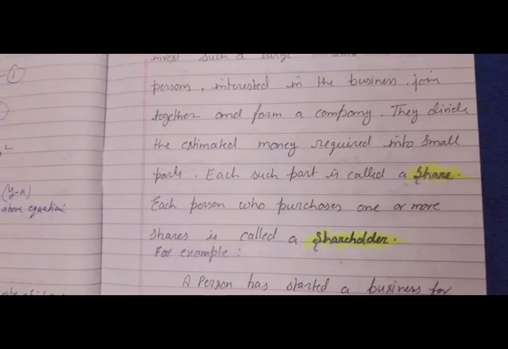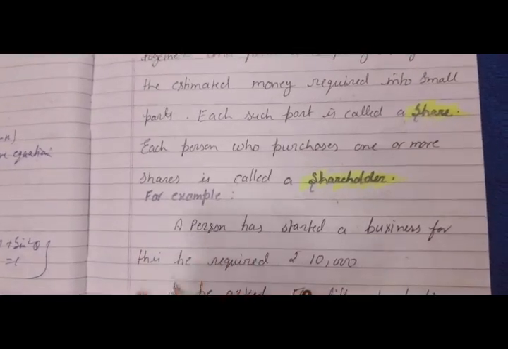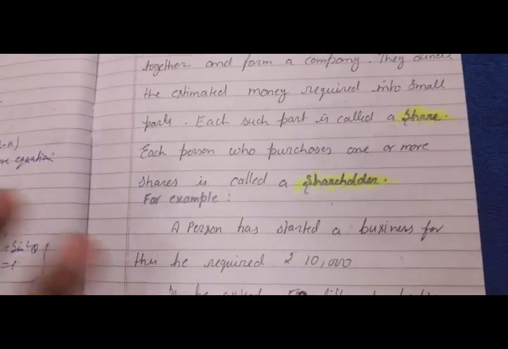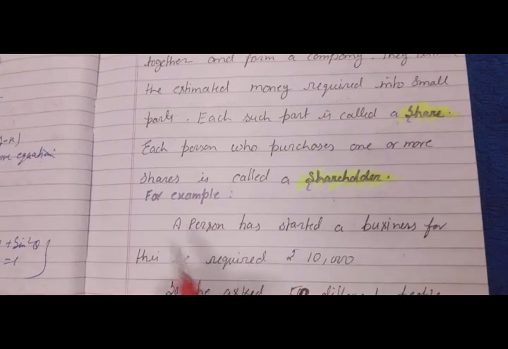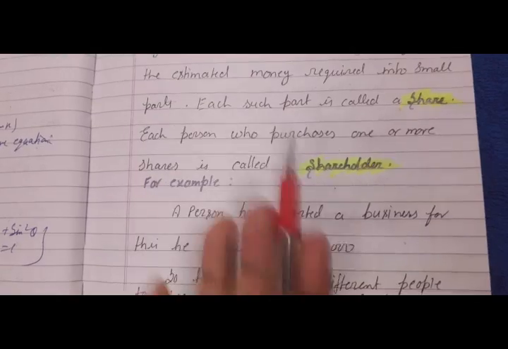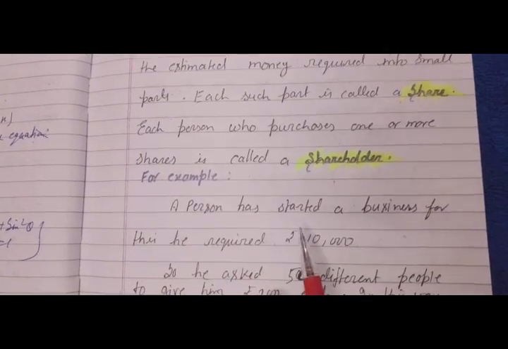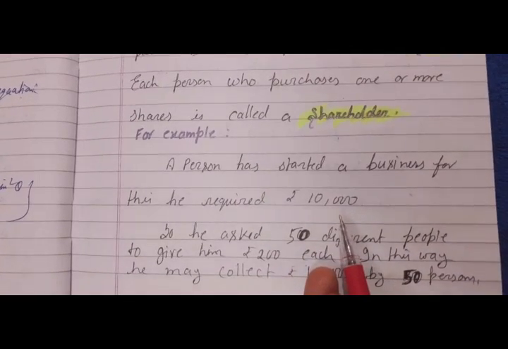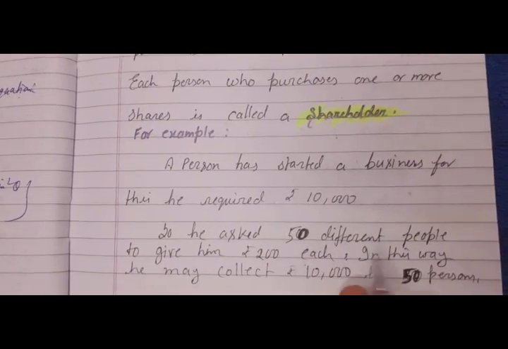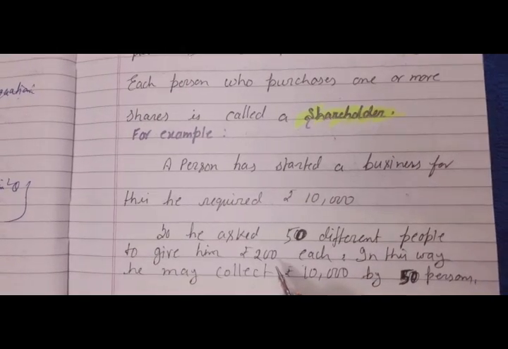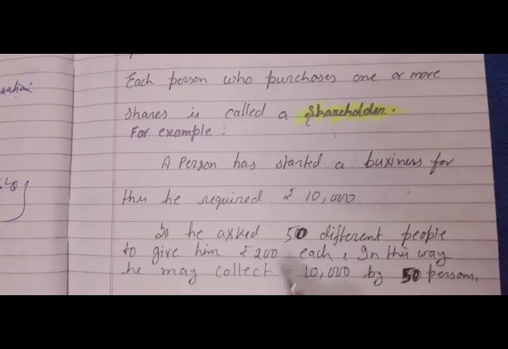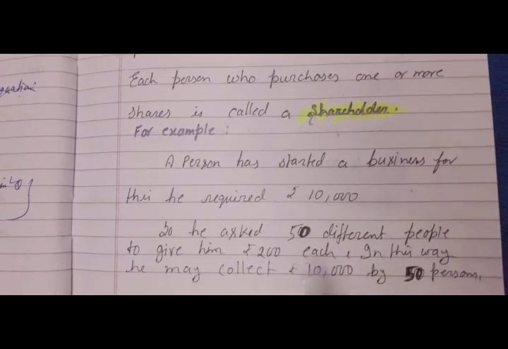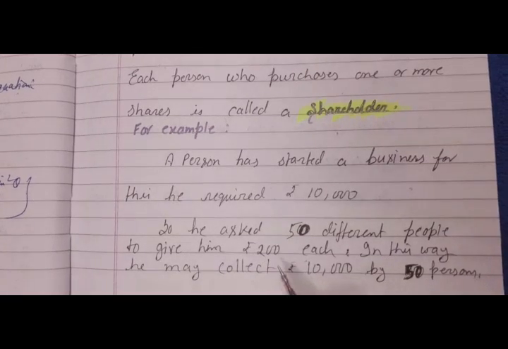I hope these lines are easy to understand. I have written this as text or theory so that you may read it time and again. For example, I am going to explain this. A person has started a business. For this he required 10,000 rupees. So he asked 50 different people to give him rupees 200 each, because 50 into 200 is 10,000.